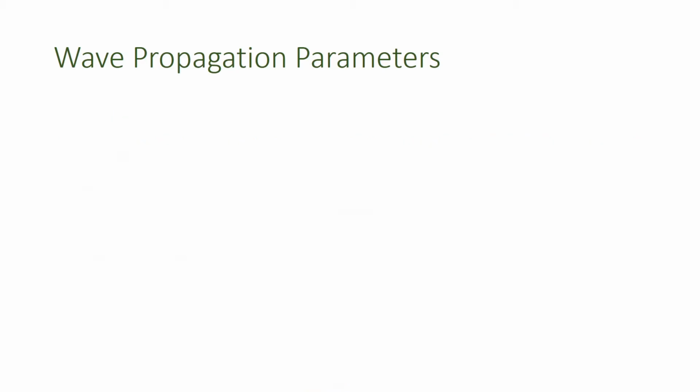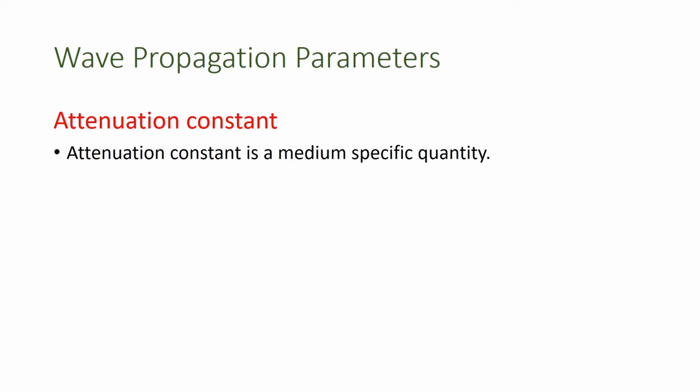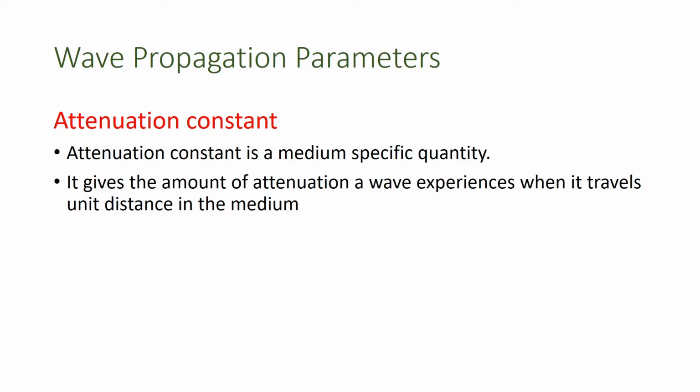The next wave propagation parameter we will be discussing is attenuation constant. The difference from the attenuation constant to all the other constants which we discussed till now is all other wave propagation parameters exist for all the wave propagations, but the attenuation constant exists only for lossy propagation. It does not exist for a lossless wave propagation. It is a medium specific quantity, as are so many other parameters we have discussed, and it gives us the amount of attenuation a wave experiences when it travels a unit distance in the medium.